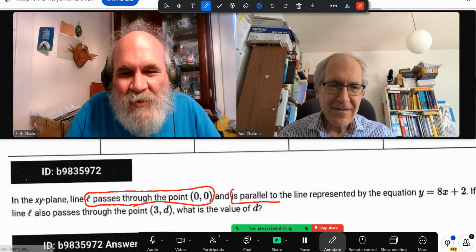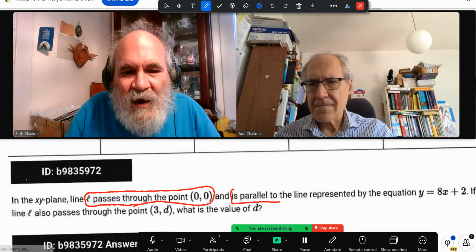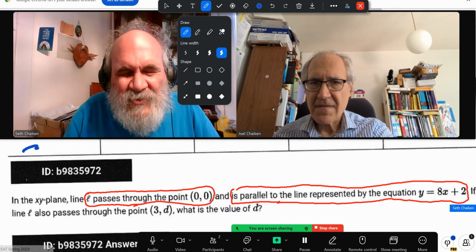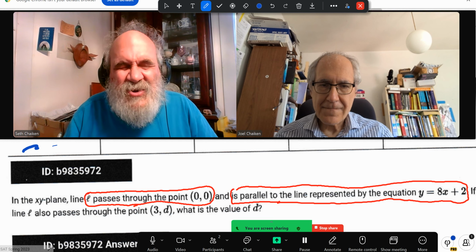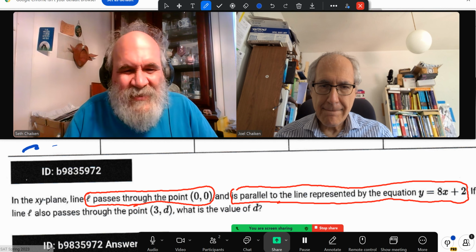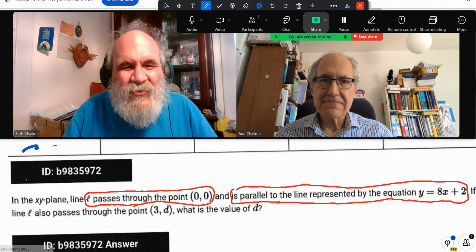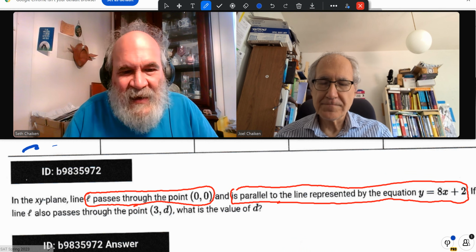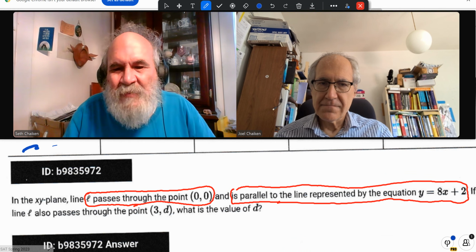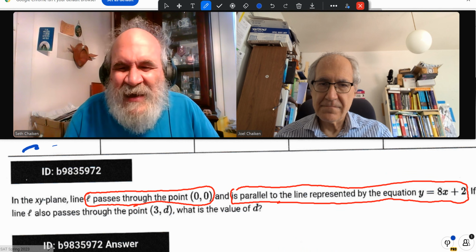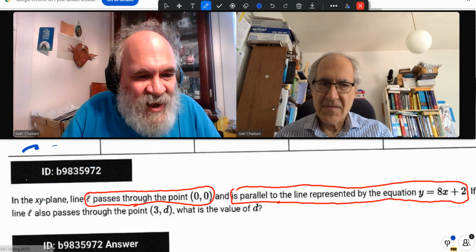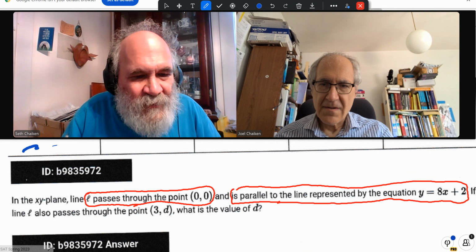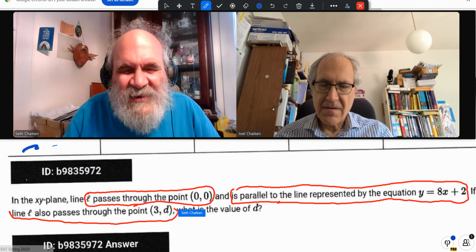Go ahead, Seth. Okay. So, I heard Joel read the question. And I just circled two of the facts. So line L passes through the point 0, 0, and it's parallel to the line represented by the equation y equals 8x plus 2. Now, the hypothesis is the line L also passes through 3, D, and the problem is to find the value of D.